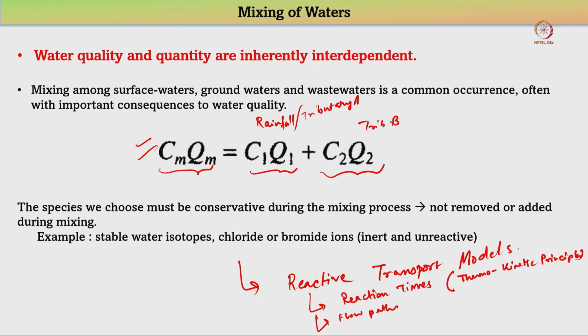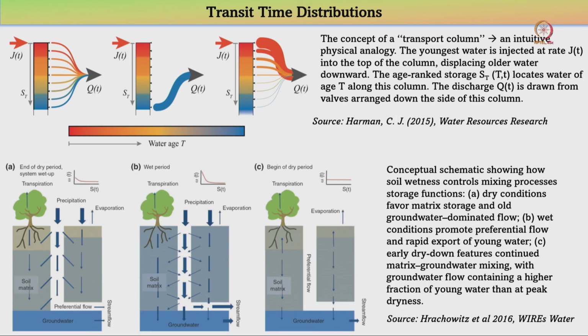Okay. So, the flow path and the reaction times, all of this gets combined in these reaction transport models, and we are able to understand, for instance, what we see here is something called the transit time distributions. What we are trying to do is understand how the water is moving through a given system. For instance, this is a transport column.